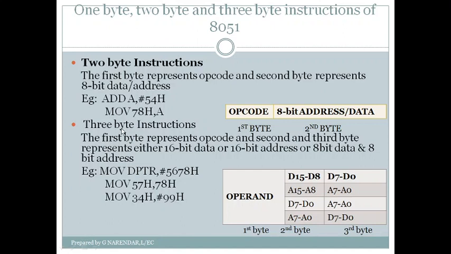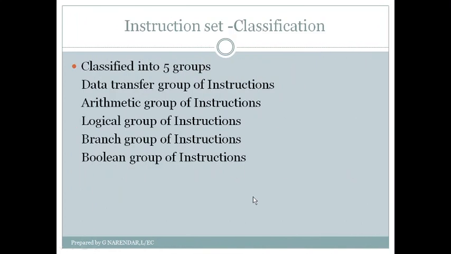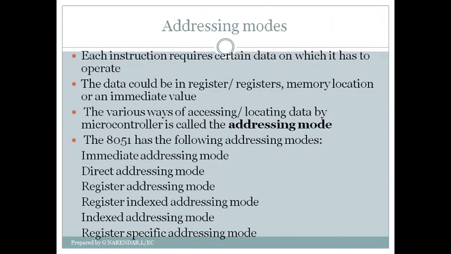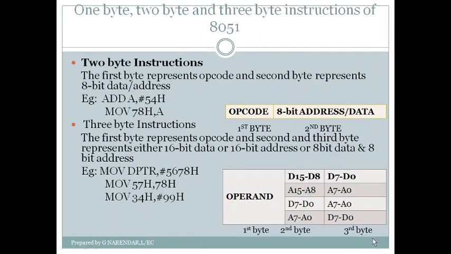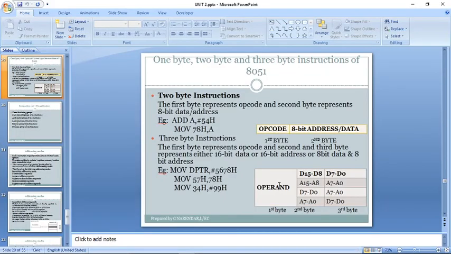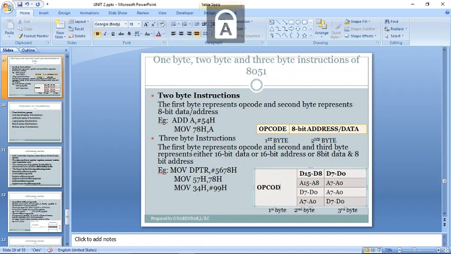So next we'll go to the last category, the 3-byte instruction. The 3-byte instruction means the size of the instruction is 3 bytes. Sorry, the first part is the opcode, so the opcode will take the first byte. I am correcting here itself. This is the opcode part.